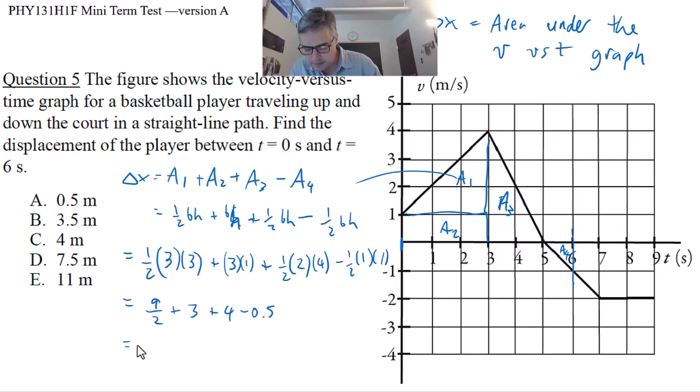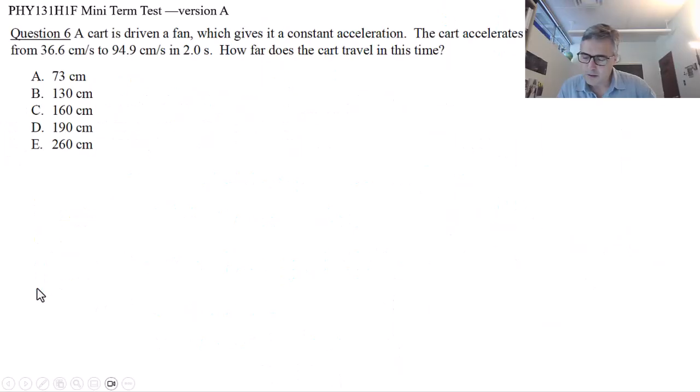So I've got 4.5 plus 7 minus 0.5. 4 plus 7 is like 11, so it's 11.5 minus 0.5, so it should be 11 meters. Delta x equals 11 meters. E.